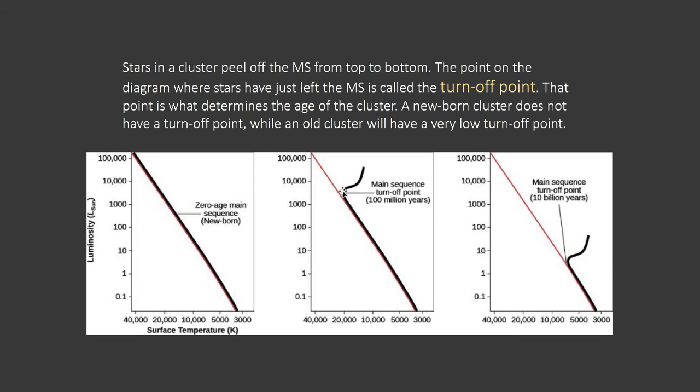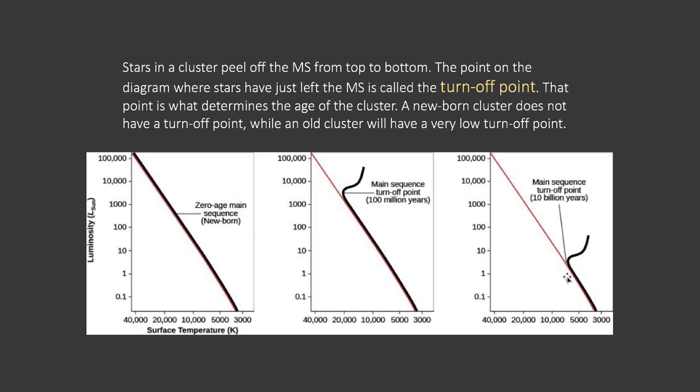You can connect that to a temperature, and there's a direct relationship between the temperature that the star is turning off at and how many years the cluster has been around. So at this particular turnoff point, around 20,000 Kelvin, is 100 million years. So that means that a star at 20,000 Kelvin will live on the main sequence for 100 million years. So if it's now leaving the main sequence, that cluster is 100 million years old.